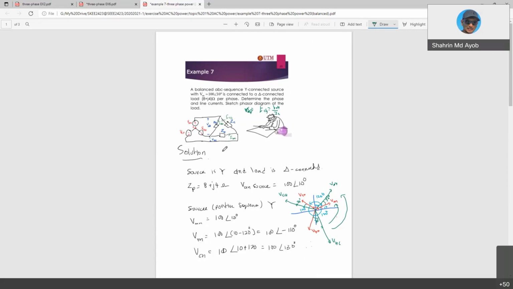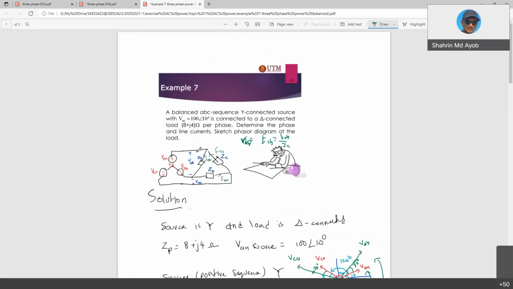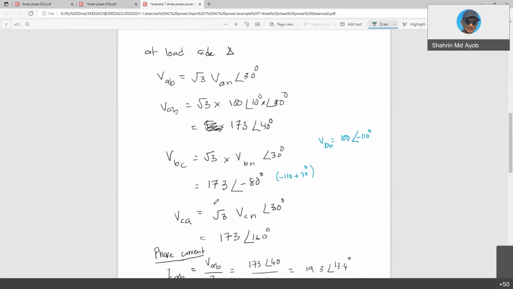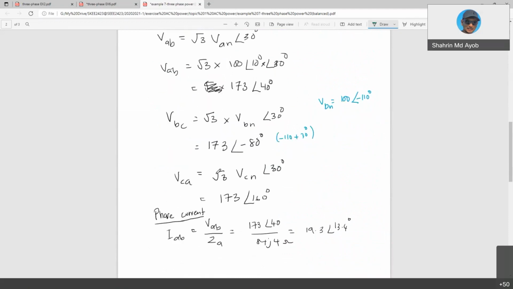And from that also, since we know that for the Y connection, V line is not equal to V phase, you need to calculate your V line, which is your VAB here. As you can see, VAB is from line A to B, so you need to calculate based on the equation here. So you will obtain your VABs and so on.